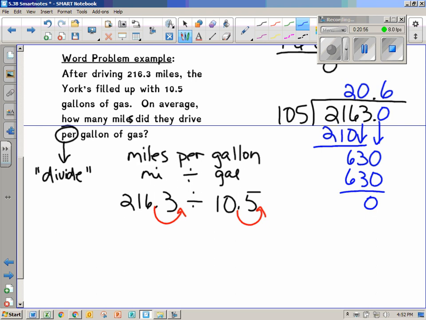So now I need to answer the question. Let's think. Does it make sense for them to give our answer in a decimal or a fractional amount? Well, it does, because miles can be measured fractionally. So 20.6 miles per gallon.